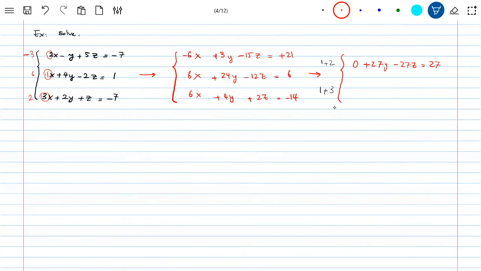And the second equation is equation 1 and 3 added together. You'll add these two. Negative 6x and 6x will cancel out and be 0x. 3y and 4y, you'll get 7y. Negative 15z and 2z, you'll get negative 13z. And you'll have 21 and negative 14. What is that? 21 and negative 14, that's 7.